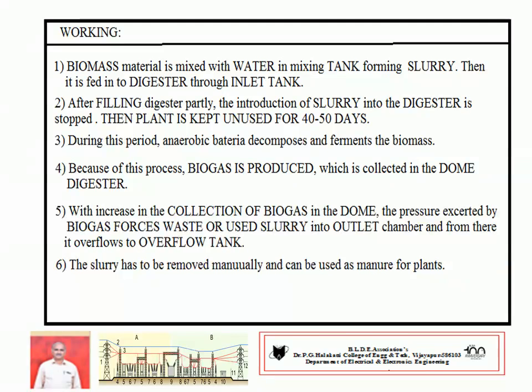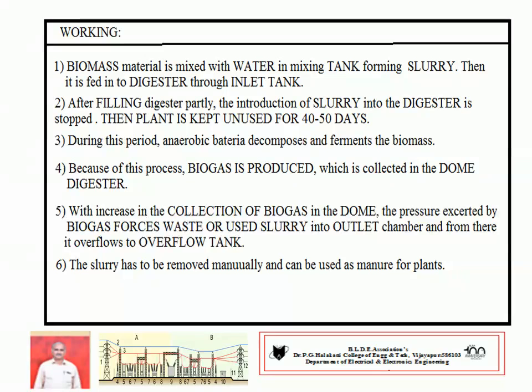Then the plant is kept in an unused position for 40 to 50 days. After filling the digester, you keep the plant in an unused condition for a minimum of 40 to 50 days. During this process, anaerobic bacterial decomposition takes place and ferments the biomass. Due to this chemical action, biogas is created, which may be methane. This biogas is collected at the dome part of the digester.